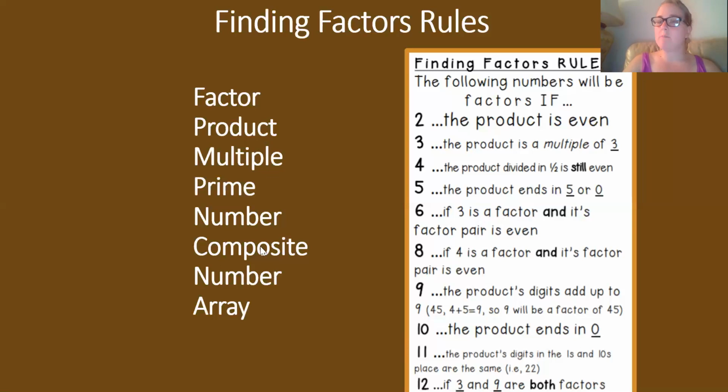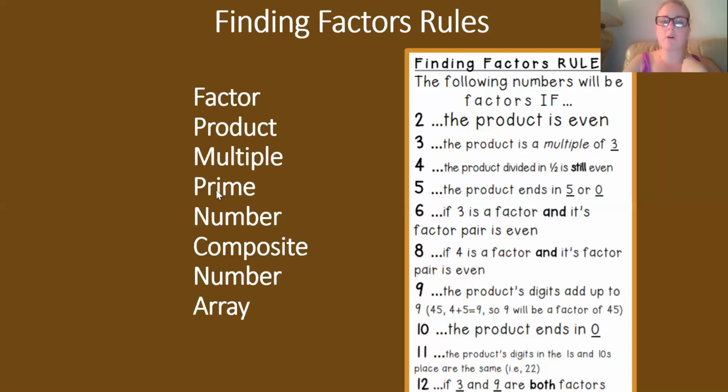Here's some other vocabulary words for this week. So we just talked about a factor: 2 numbers you multiply together to get another number. The product is the answer to a multiplication equation. Multiples are when you are skip counting. So multiples of 3 would be 3, 6, 9, 12, and so on.